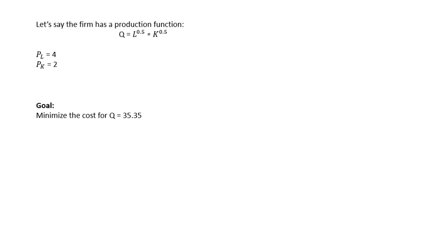So let's say the firm has a production function like this: Q equals the square root of L times K, and the price of labor is 4 per unit, and the price of capital is 2 per unit of capital. Here, instead of maximizing Q, the goal is to minimize the cost for Q. So we do not have a limited budget, but we have a targeted output. We want to achieve this level of production, 35.35.